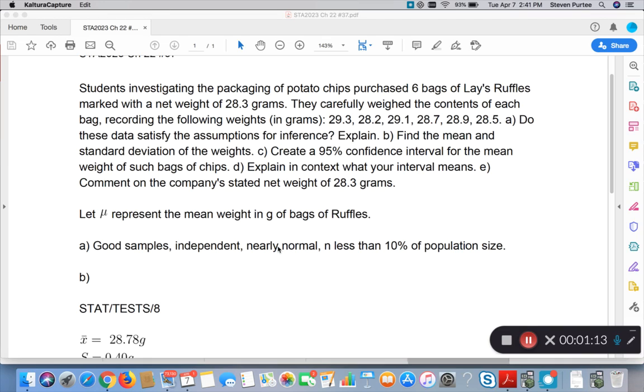We're going to have to assume, or we can't continue, that bags of Ruffles are normally distributed, or at least close to it. We have a very small sample size here. N is very small, so we need the population to be really close to a normal distribution. And clearly N is much less than 10% of the population size. There are a lot more than 60 bags of Ruffles out there.